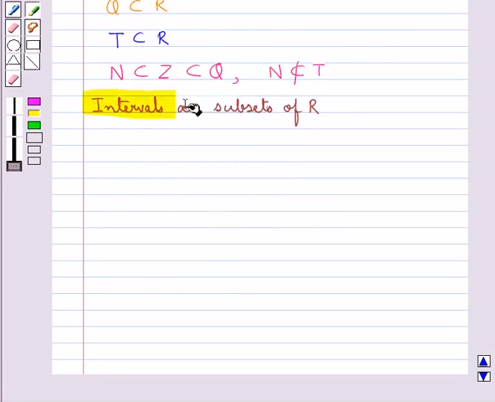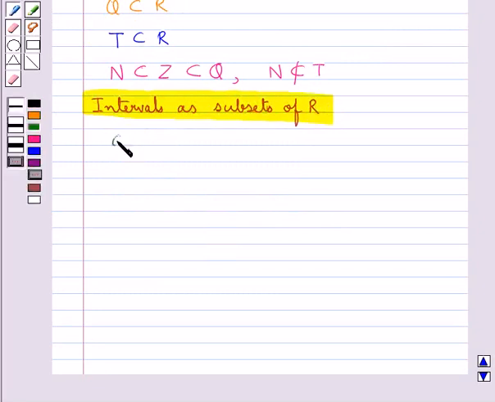Then we have intervals as subsets of R. Consider a and b belonging to R, with a less than b. Then the open interval (a, b) is the set of real numbers y such that y is greater than a and less than b. All the points between a and b belong to the open interval, but the points a and b themselves do not belong to this interval.